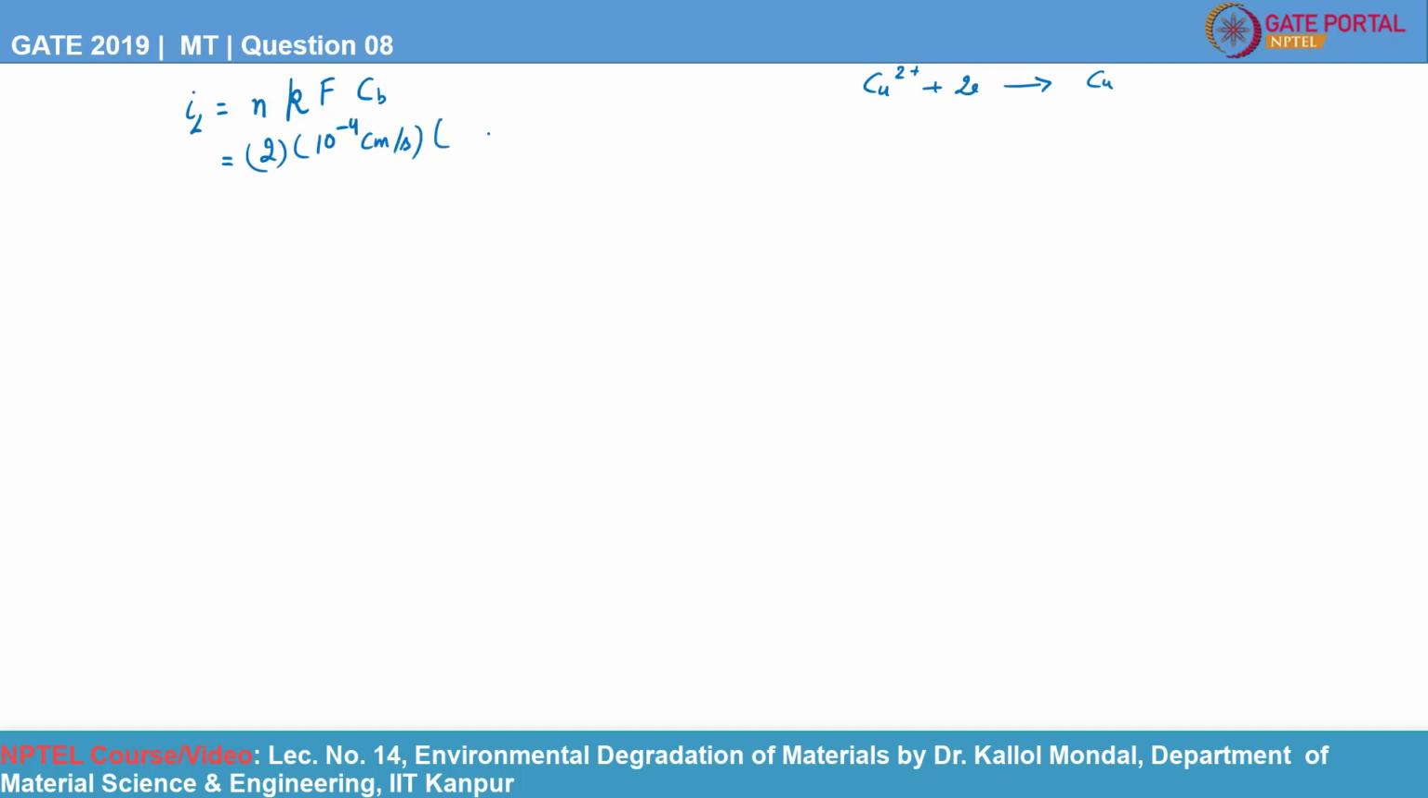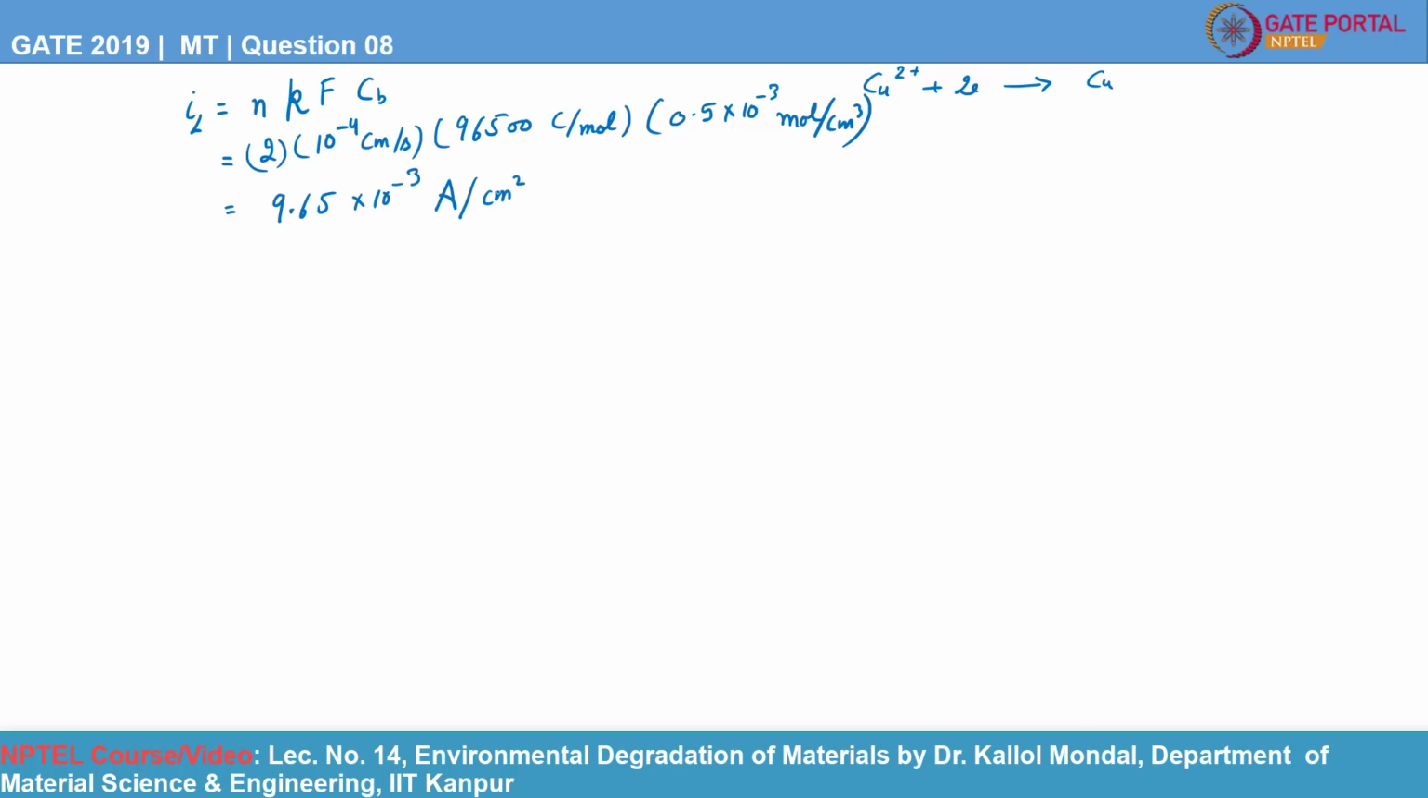The value of Faraday's constant is given to be 96500 coulomb per mole, and the value of bulk concentration of copper ions is also given to be 0.5 into 10 raised to power minus 3 mole per centimeter cube. So the product comes out to be 9.65 into 10 raised to power minus 3 ampere per centimeter square.